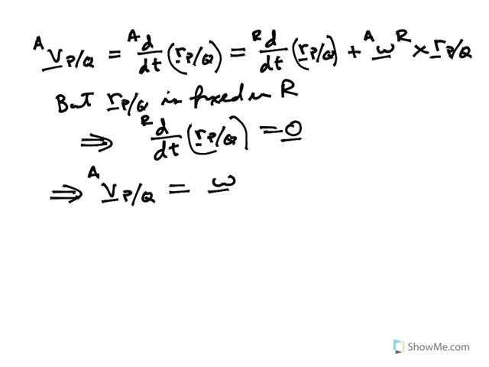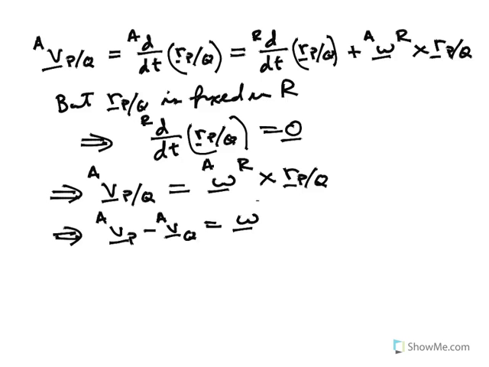which gives that the velocity of P relative to Q in reference frame A is equal to the angular velocity of the body in reference frame A crossed with the position of P relative to Q, which gives that the velocity of P minus the velocity of Q in reference frame A is equal to the angular velocity of R in A crossed with the position of P minus the position of Q. So that's the first result for the kinematics between 2 points on a rigid body, which gives you the relative velocity between 2 points on a rigid body as viewed by an observer in an arbitrary frame A.